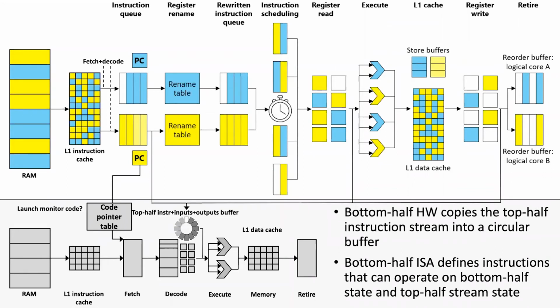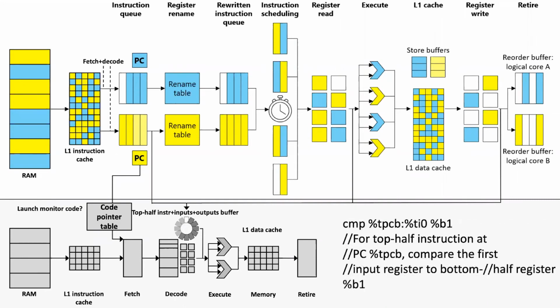And then the bottom half ISA is also capable of operating on the bottom half state and the top half stream state. Now, what does that look like? So we have here a sample compare instruction, which says that for a particular top half PC value, compare the top half input register with the bottom half B1 register. So the idea is that for a particular top half PC value, the value of TI0 has been snapshotted, and then that snapshotted value will be compared with the bottom half register B1.